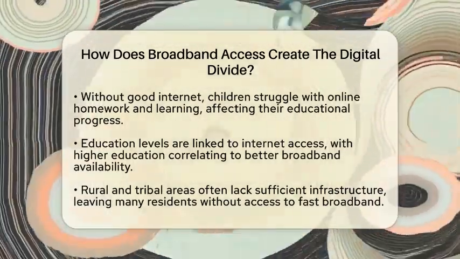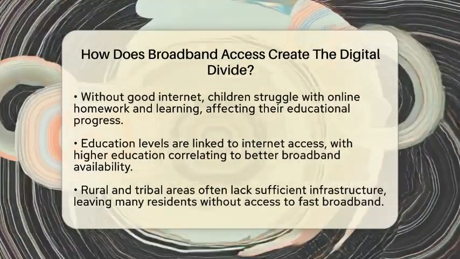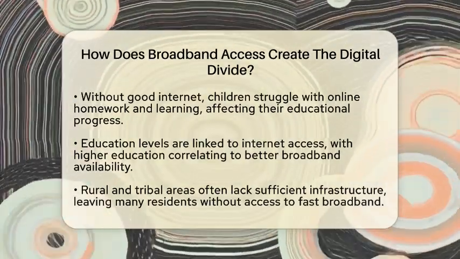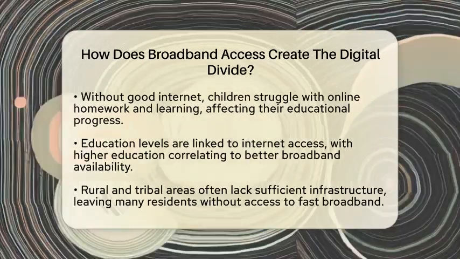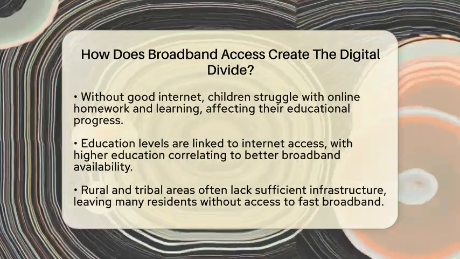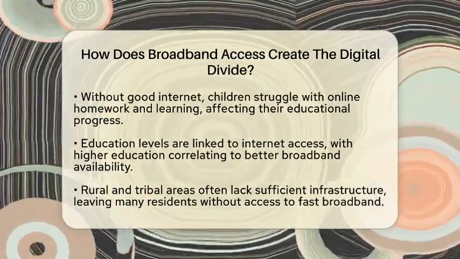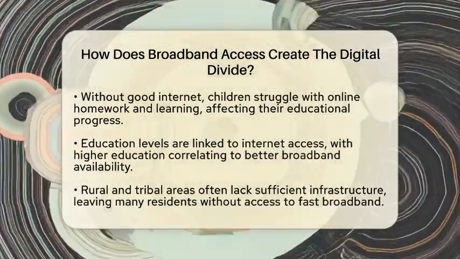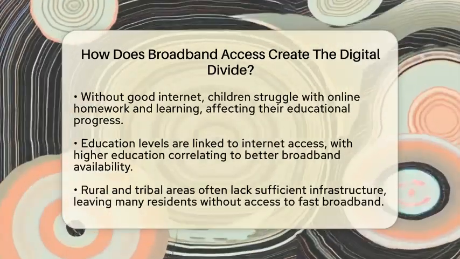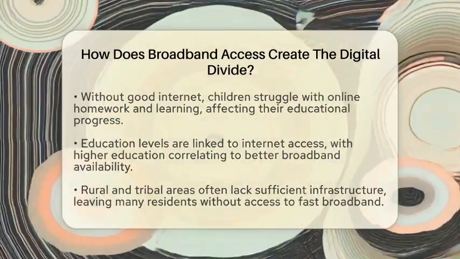Geography plays a big role too. Rural areas and tribal lands often lack the infrastructure for high-speed internet. For example, over a quarter of rural Americans do not have access to fast broadband. Many tribal lands have even less coverage, with limited mobile and fixed internet options. This makes it hard for students in these areas to participate in online classes or access educational resources.